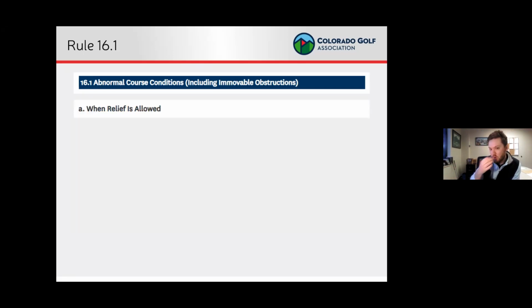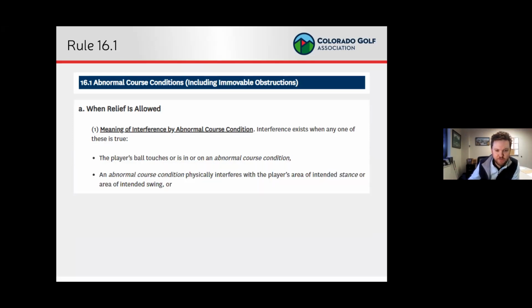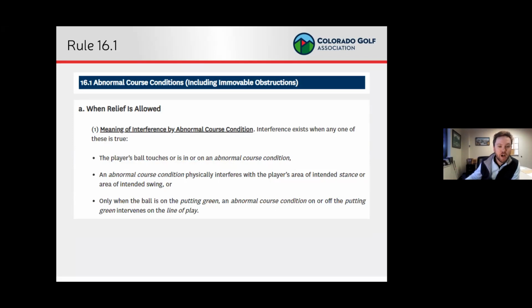So when we look at 16.1a, it's when relief is allowed. The meaning of interference by abnormal course conditions. So we're going to look at, well, when it says you have interference from an abnormal course condition, what does interference mean? It says interference exists when any one of these is true: when the player's ball touches or is in or on an abnormal course condition. So the ball is lying in temporary water. That is certainly interference. Or an abnormal course condition interferes with the player's area of intended stance or area of intended swing, or, only when the ball is on the putting green, an abnormal course condition on or off the putting green interferes with the line of play. So here, to draw attention to it, this is the only time when line of play relief is allowed.